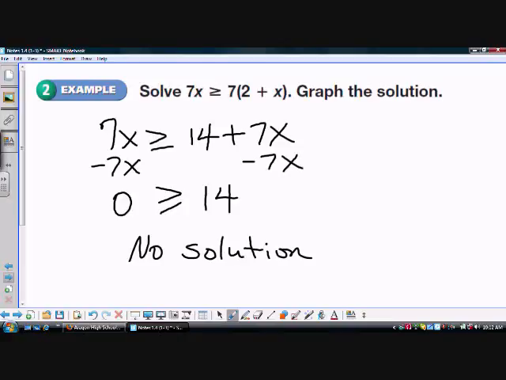If we had gotten a true statement, what would your answer have been? All real numbers. So if you wanted to make the graph of this, you could just make a number line graph with no shading. And for the all real numbers one, you could make a number line graph that was completely shaded. Okay?